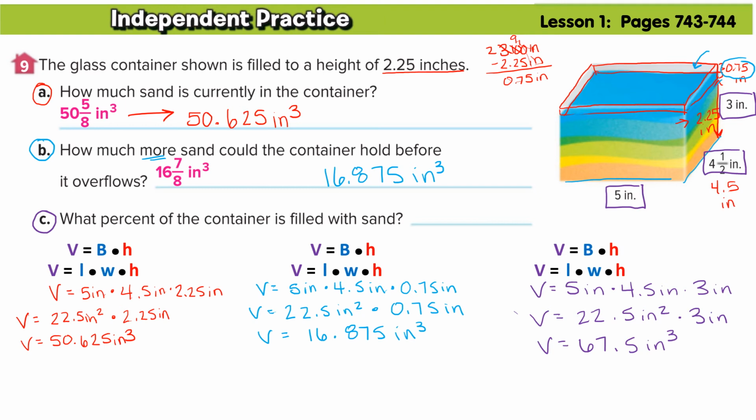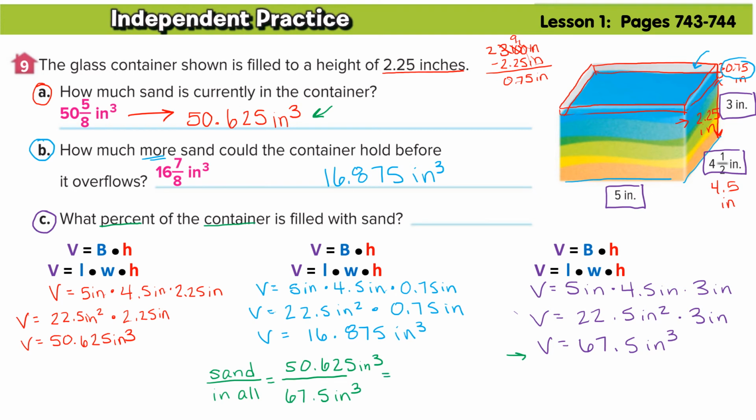Actually, I'm going to change colors. So the question is asking for the percent of the container that's filled with sand. So we're going to make a ratio, sand, and then in all, because that's a percent, okay? So what can the container hold? The container can hold 67.5 inches cubed. How much sand is in there, that's this amount, 50.625 inches cubed. So we're going to have to divide.